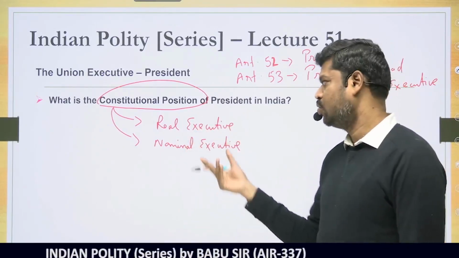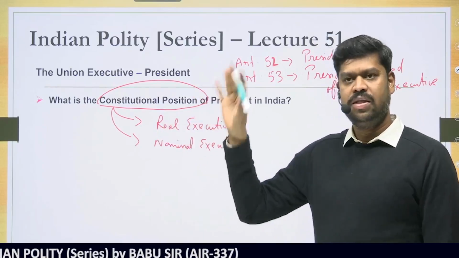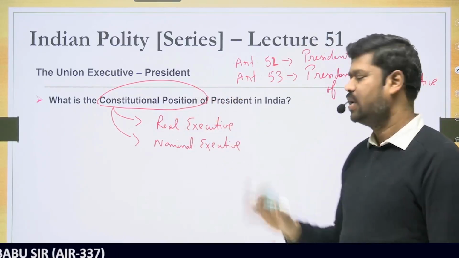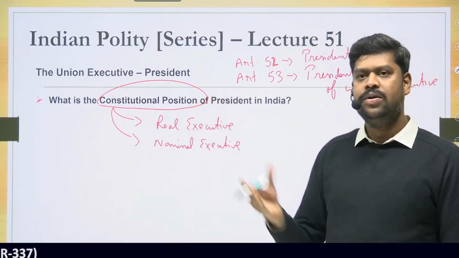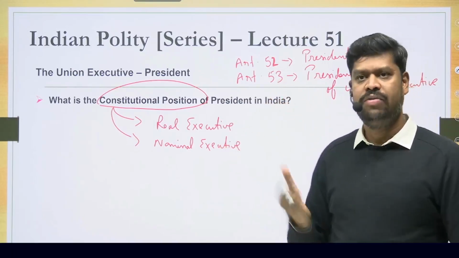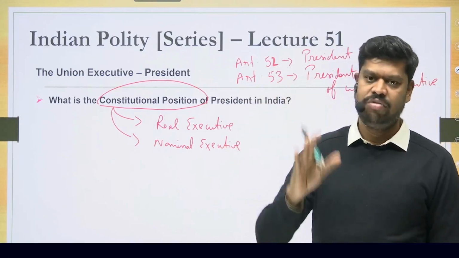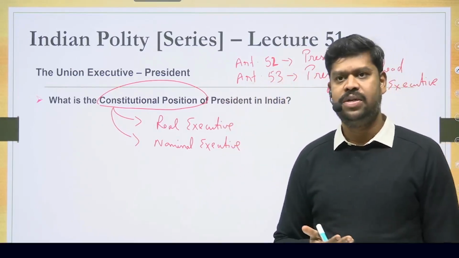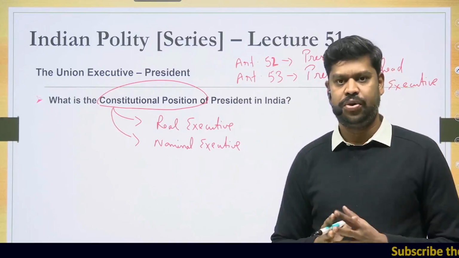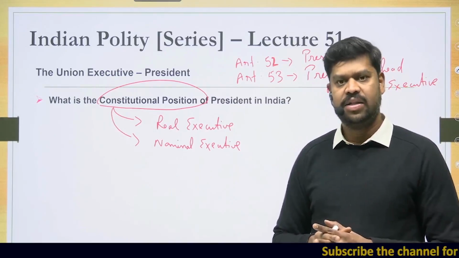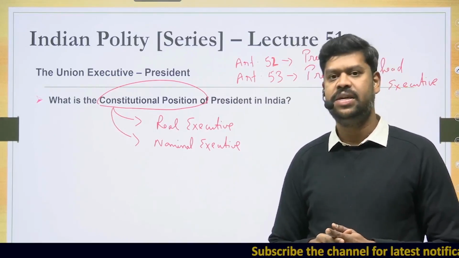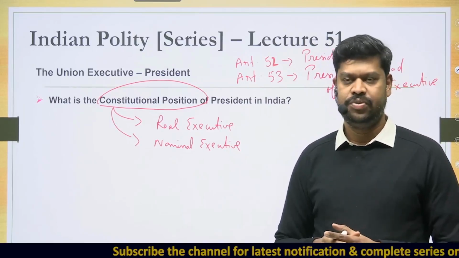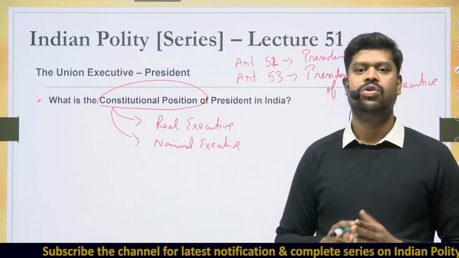That is nominal executive. A real executive is one who in the constitution is the executive, and practically also exercises all the powers. So if you just read Article 52 and Article 53, which say that there shall always be a president and the executive powers shall be vested in the president, it appears that the president is the real executive. But in reality, that is not the case. In reality, the president is not the real executive. The president is merely a nominal executive. So that is what was envisaged in the constitution itself.